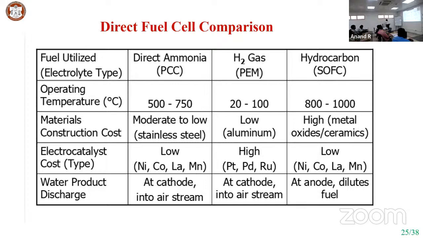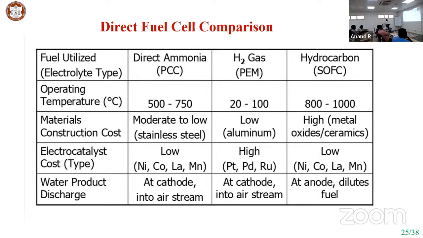Because we are using direct ammonia, a lower temperature is possible, but for hydrogen, at that temperature it can easily react with the anode and the catalyst, and we are able to convert it. For materials, you can use stainless steel, and here we can go for aluminum or ceramic base for the solid oxide fuel cell. Catalyst cost is low for direct ammonia, high in the case of hydrogen. Then here it is low.